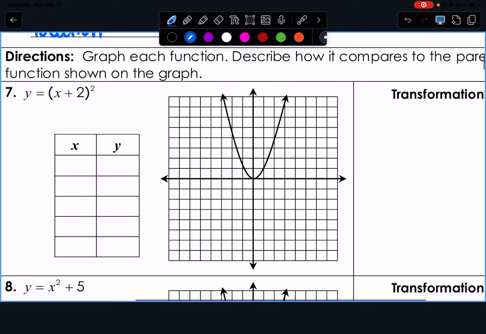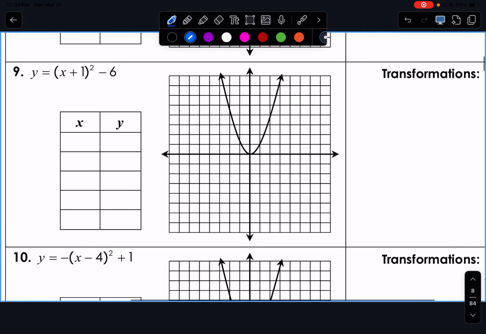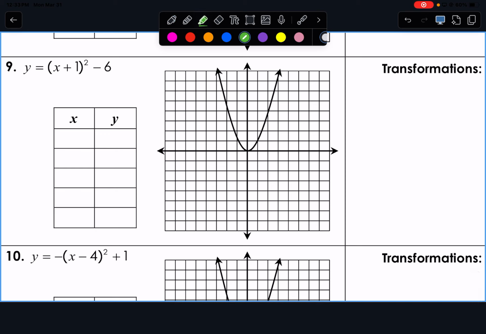So for number 7, actually, let's do number 9. What transformations does number 9 have? To the right one, brought down. Actually, that one goes to the left 1. And then we said what else it had? Down 6. And that is how we write out the transformations. If it says list your transformations, you have to say left 1, down 6. Now, what would that make our vertex?